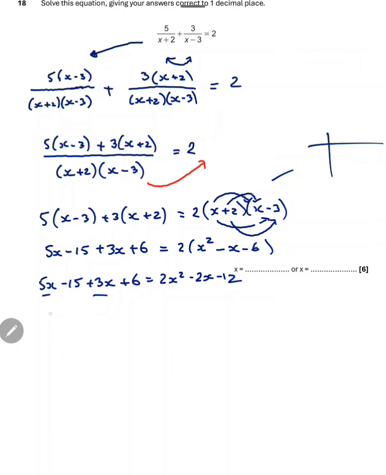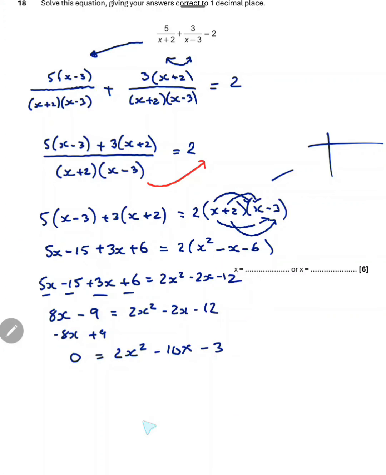So we've got 5x plus 3x. That's 8x. We've got minus 15 plus 6, which is minus 9. On the right-hand side, we've got 2x squared minus 2x minus 12. And what I want really is this quadratic to equal 0. If I'm going to solve it, I want it to equal 0. So let's take 8x from both sides and let's add 9 to both sides. And what you'll get is 0 equals, remember I'm taking 8x from both sides, minus 2x take 8x is minus 10x. And minus 12 add 9 is minus 3.